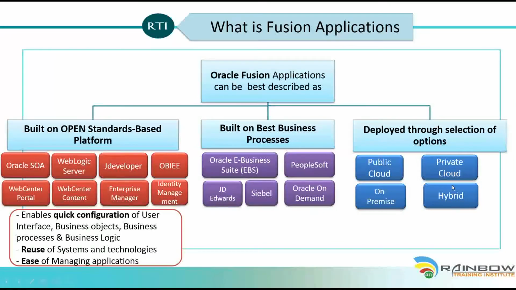That is called hybrid model. Okay, we'll talk about this in details. So in an overview, these are the very powerful open standard based built-in best business processes and various deployment options that made Fusion very effective, in other words. Okay, let us go further and see what a Fusion architecture looks like.